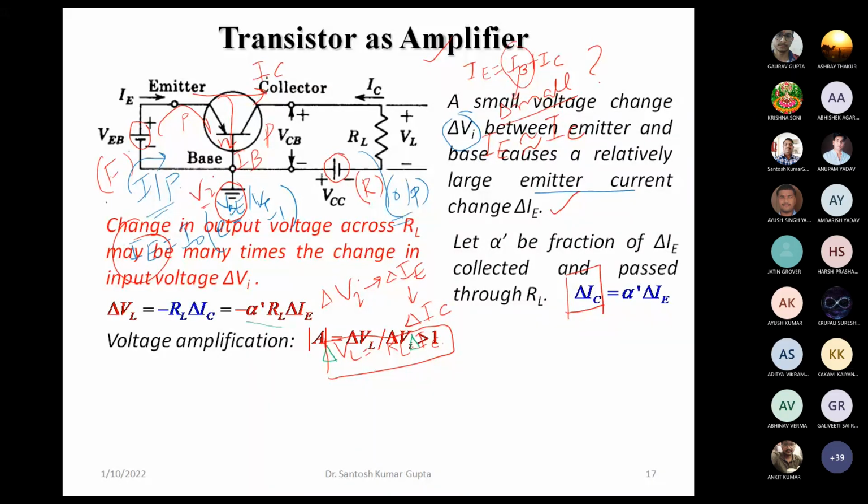Now if we define the voltage amplification as the change in the load voltage to the change in the input voltage, this will be defined as the amplifier gain, or amplification. So delta VL we can write as alpha dash RL delta IE, upon delta VI.